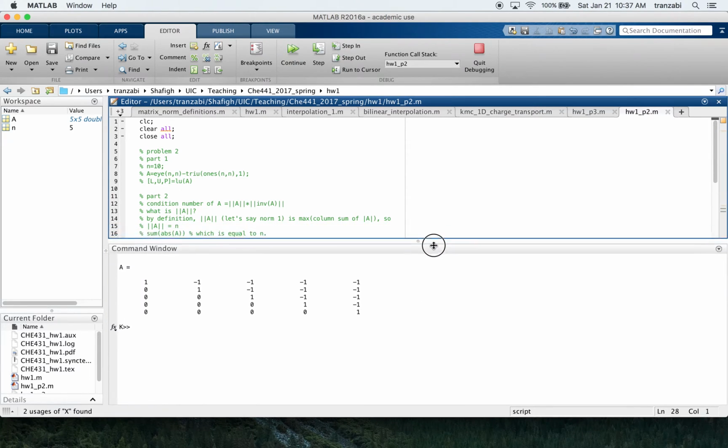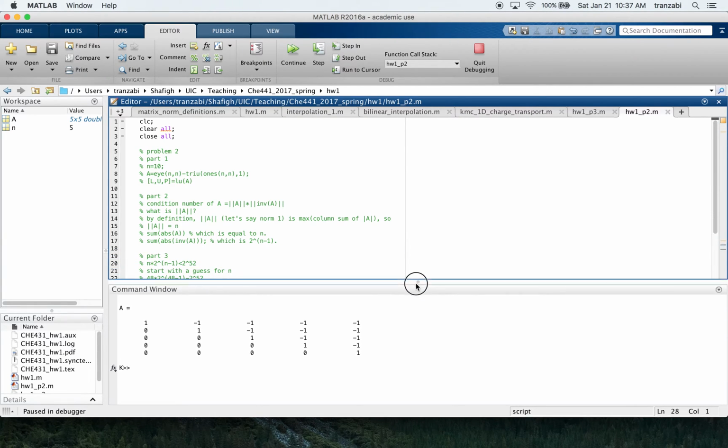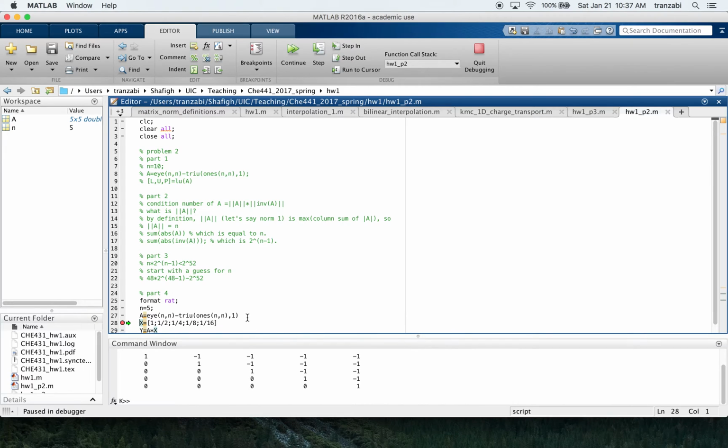So here is how A looks like, which is 1 on the diagonal and -1 on the upper triangular part of the matrix. Now, we're looking for x such that norm of A times x is less than norm of x.